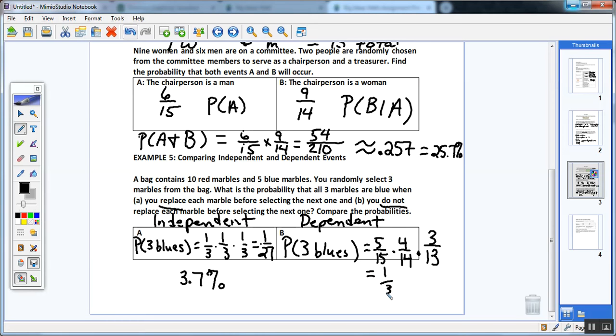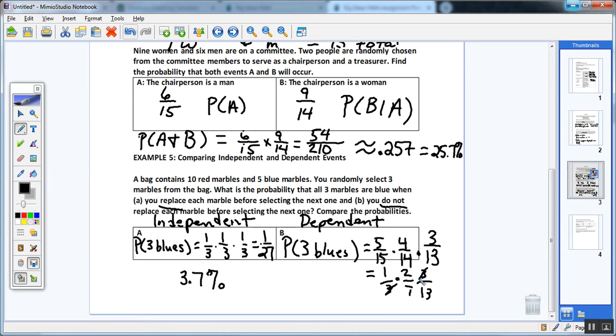By the way, which one do you think is going to have a better chance of happening? The one where we replace them or the one where we don't? The one where we replace it. Let's see. This reduces to 1/3. How about 4 over 14? Won't that reduce to 2 over 7, kids? And 3 over 13 doesn't reduce, but help me out. Wouldn't the 3's cancel here and here on the top and the bottom?